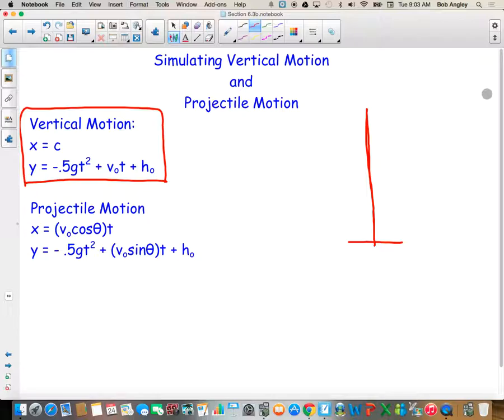Here's the deal. When you do vertical motion, the x-coordinate is a constant. Now, on this part right here, this is a formula that in physics you know as being this: 1/2 gt squared plus v sub 0 t plus h sub 0.